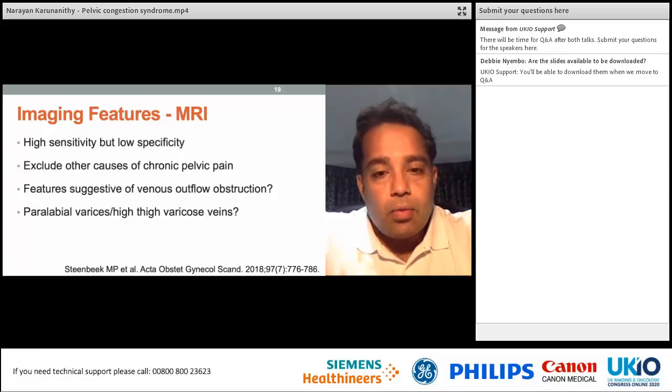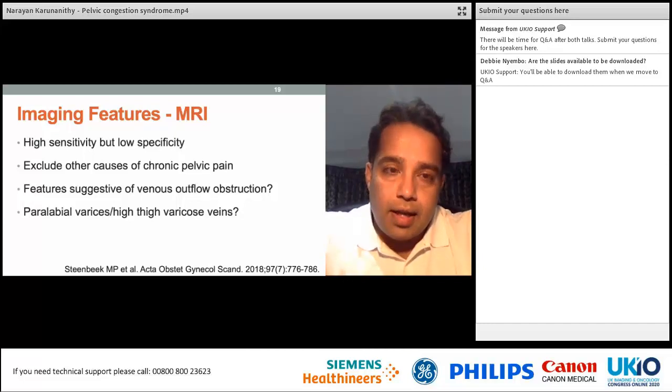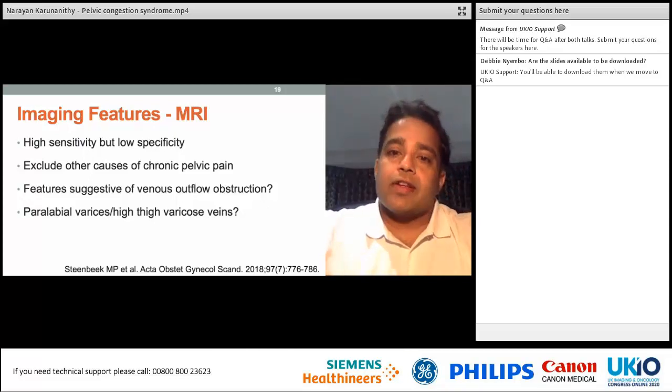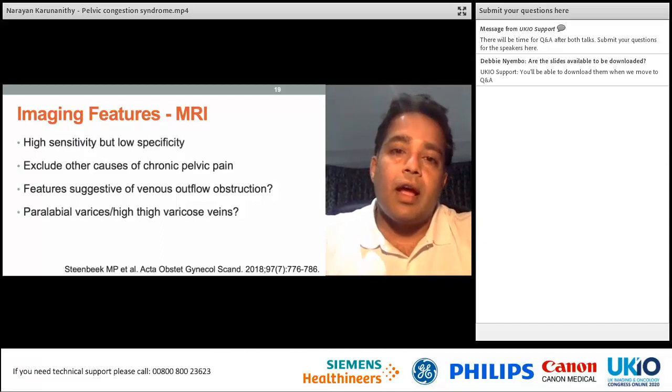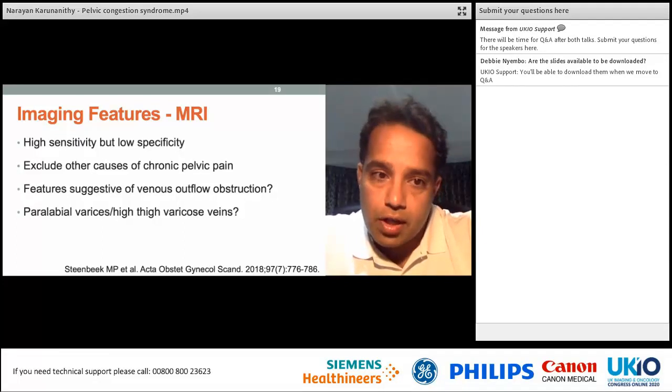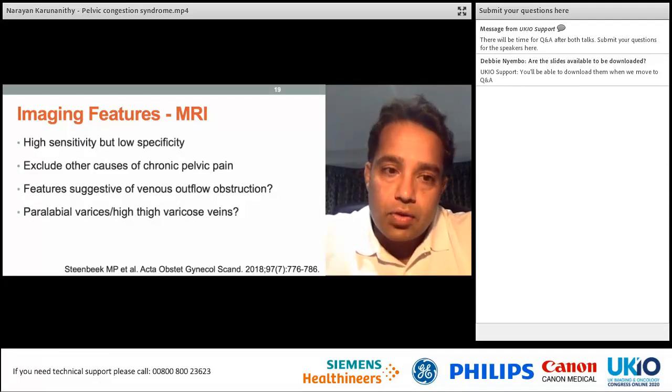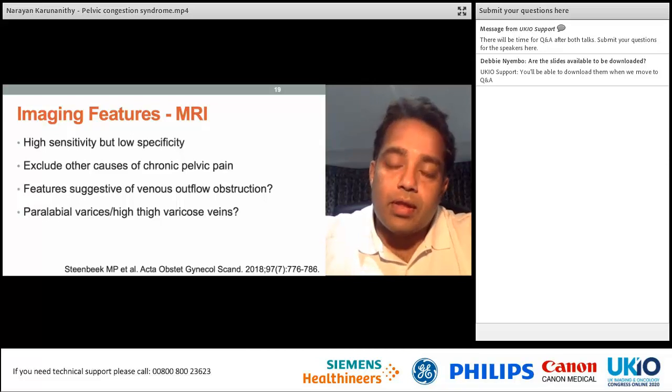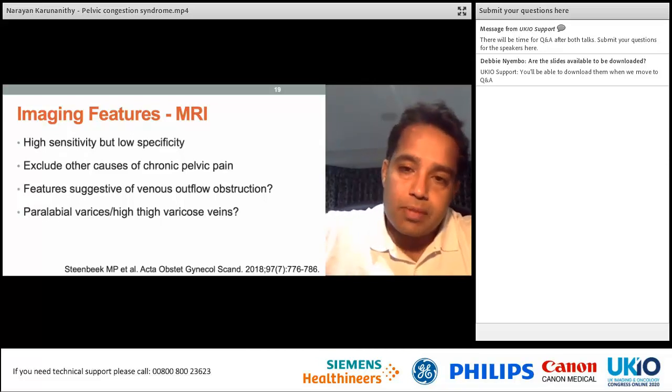So our pragmatic approach to using MRI is really to use it to exclude other causes of chronic pelvic pain, and also to use it to look for features suggestive of venous outflow obstruction, because as we described, the presence of venous outflow obstruction could be a form of manifestation of pelvic congestion. It's also really useful to look for the presence of paralabial varices and high varicose veins to see if these communicate with the pelvic veins. And I'll show you some examples in a minute.